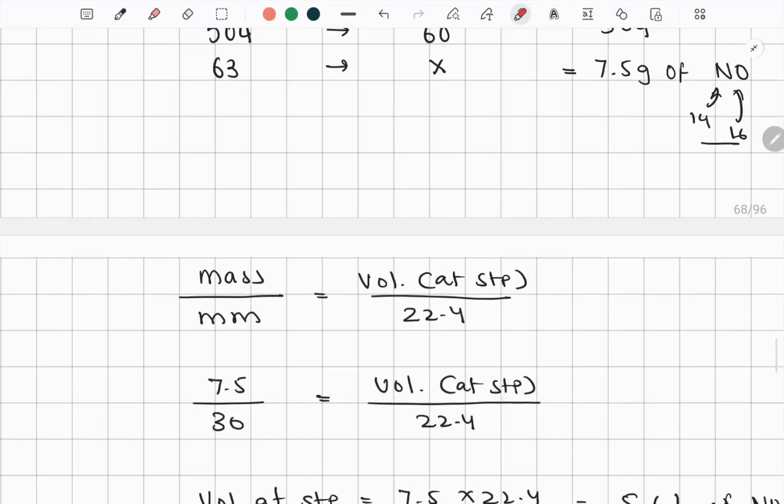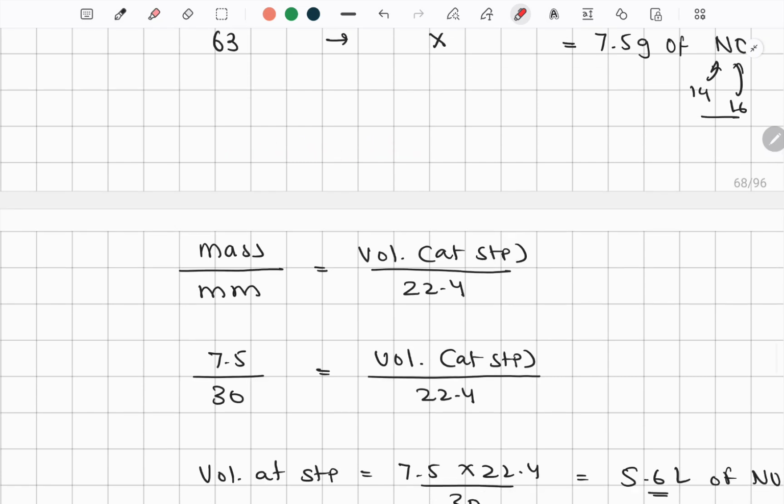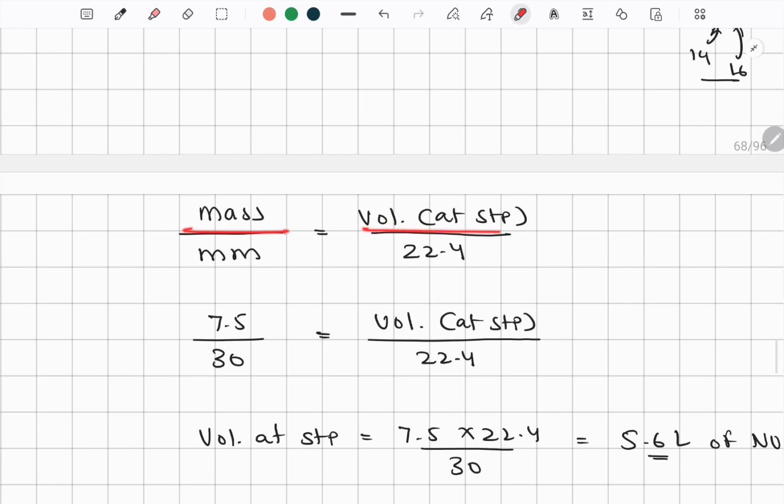But as they were requiring the answer in volume, we converted mass into volume by using the formula of the number of moles, which is mass upon molecular mass equal to volume at STP divided by 22.4. We substituted all the values in it, and we got the answer of 5.6 liters of nitric oxide.